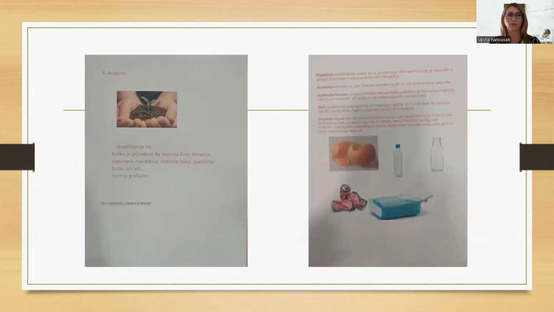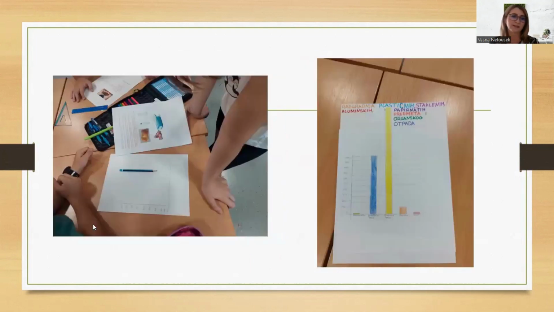Now I'm going to show you how it goes. This is their task, okay? These are the basic information needed for making the research. And after that, you can see that children are trying to make a graph. And here is the result of their work.